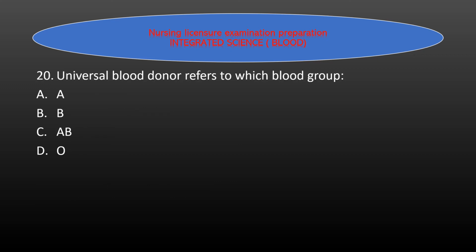Question number 20. Universal blood donor refers to which blood group? Option A, option B, option C AB, option D O. And the correct answer is option D, that is O. And the universal recipient blood group is AB blood group.